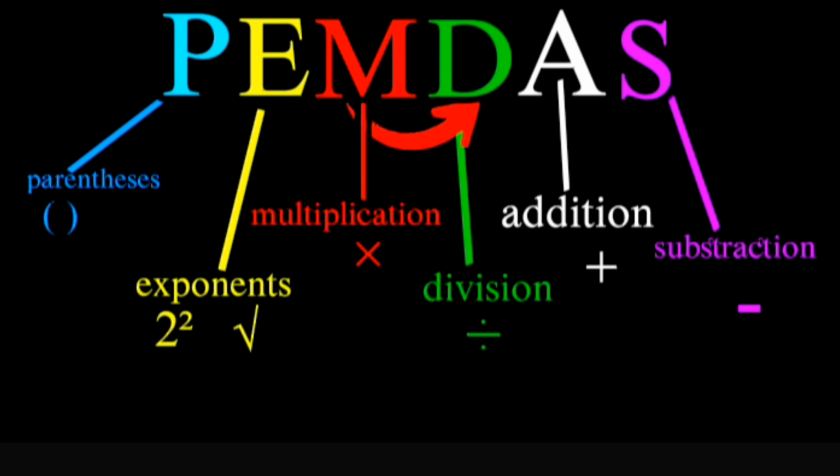In any expression that has both multiplication and division, we move from left to right and perform whichever we reach first. This rule also applies to addition and subtraction. Now, with these explanations, let us solve the question from the beginning.